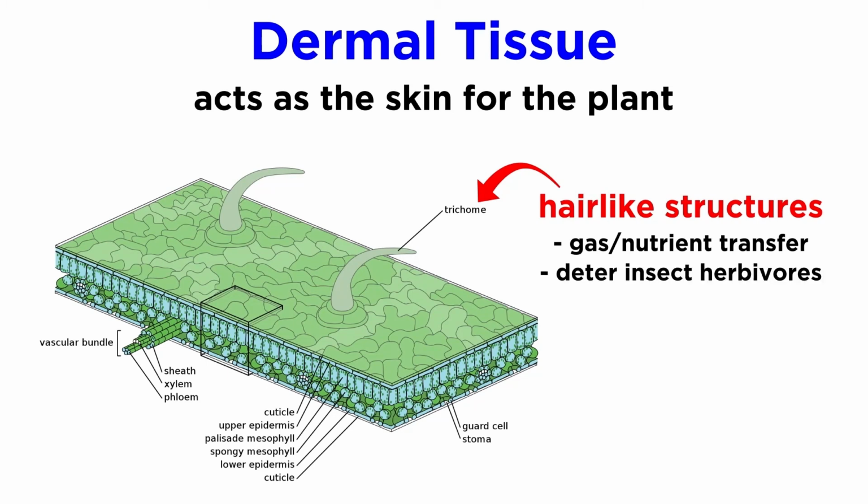Some epidermal cells can specialize to take on hair-like shapes, which help the plant with specific gas and nutrient transfer functions, but these hairs can also be useful in deterring insect herbivores that might try to graze on the plant.